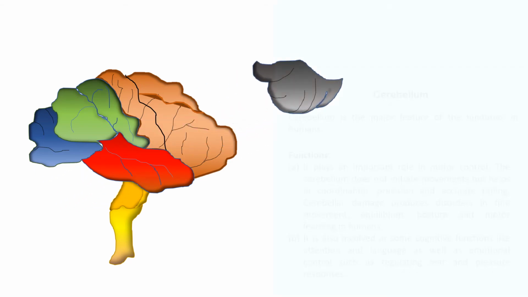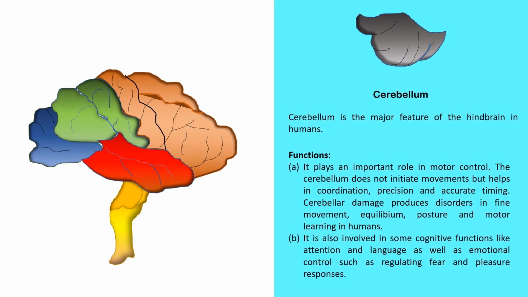Next we will discuss the cerebellum, which is a very important part of the brain. It is the major feature of the hindbrain of the human. Now, what are its functions? It plays an important role in motor control. Motor control means the movement of the hands and the maintenance of balance.